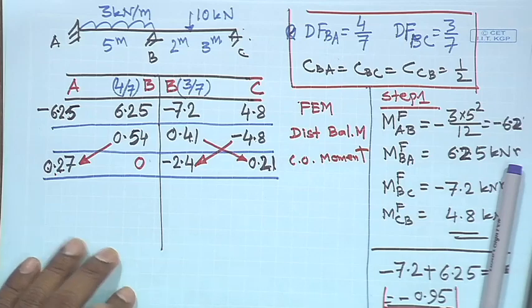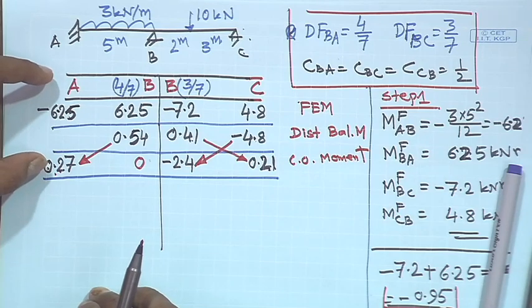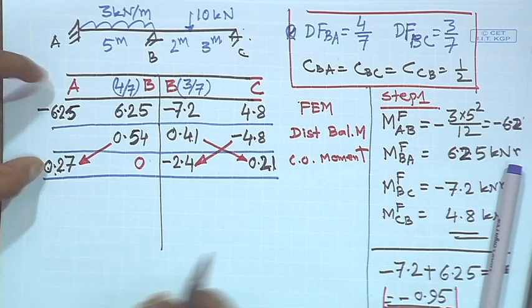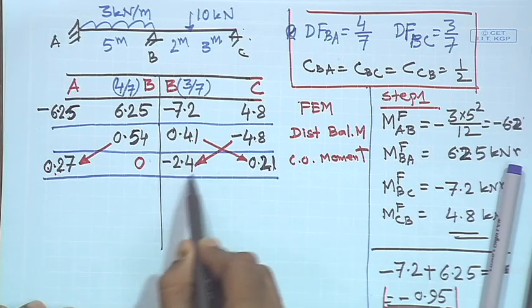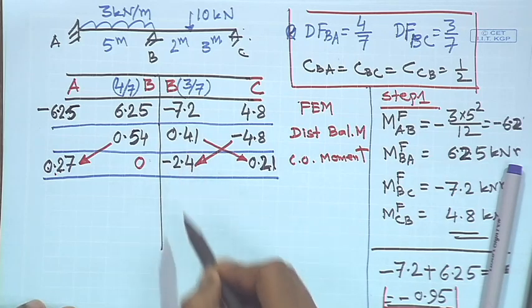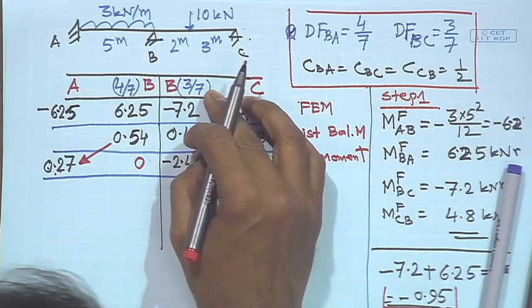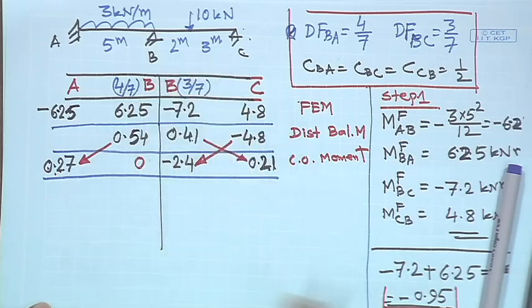This is the carryover moment. If you remember the demos in the last class, this was the complete cycle, the first part. Now what we have is this. This is an unbalanced moment at B, and that needs to be balanced. In order to balance it, we need to apply a clockwise moment of 2.4 at B, and that moment will get transferred to BA and BC as per their distribution factor.